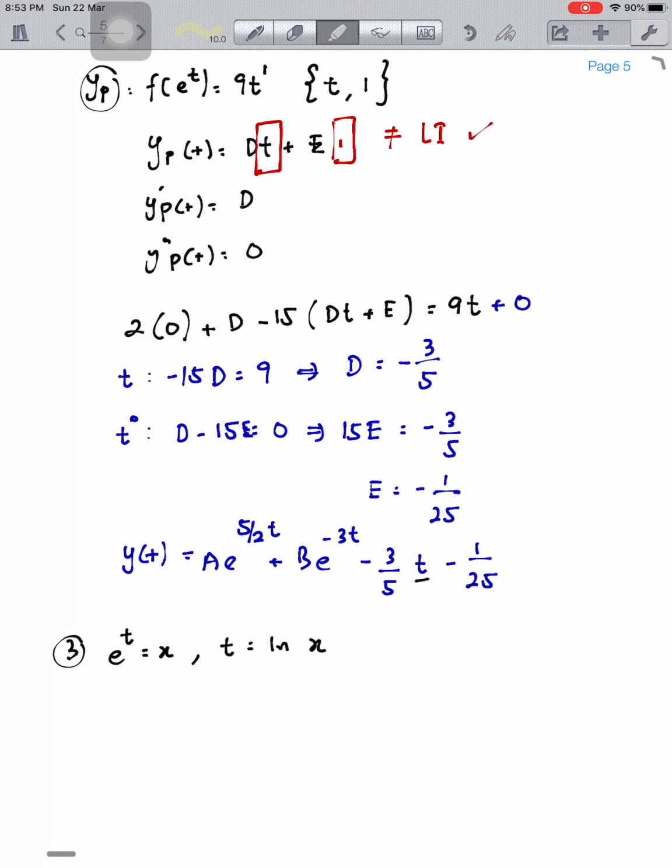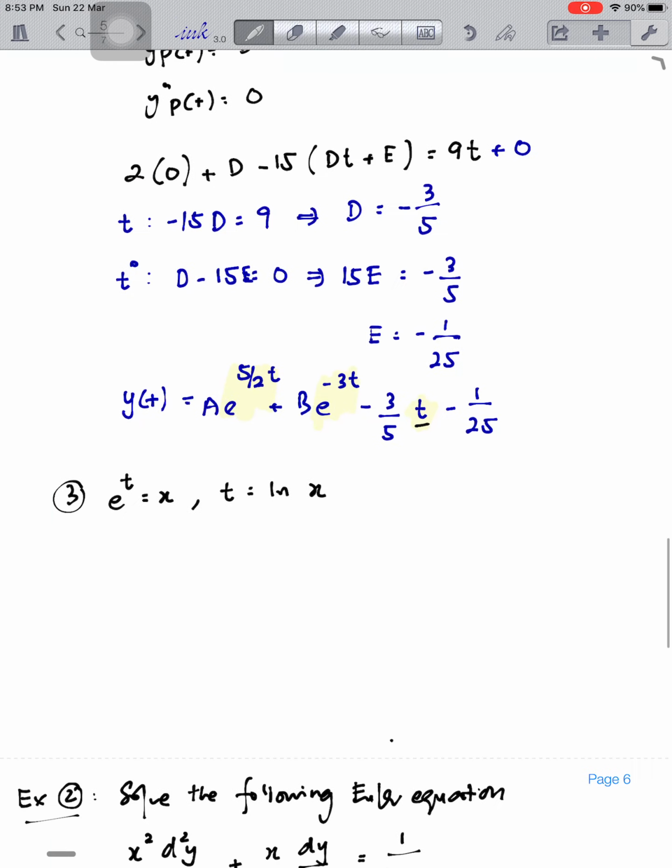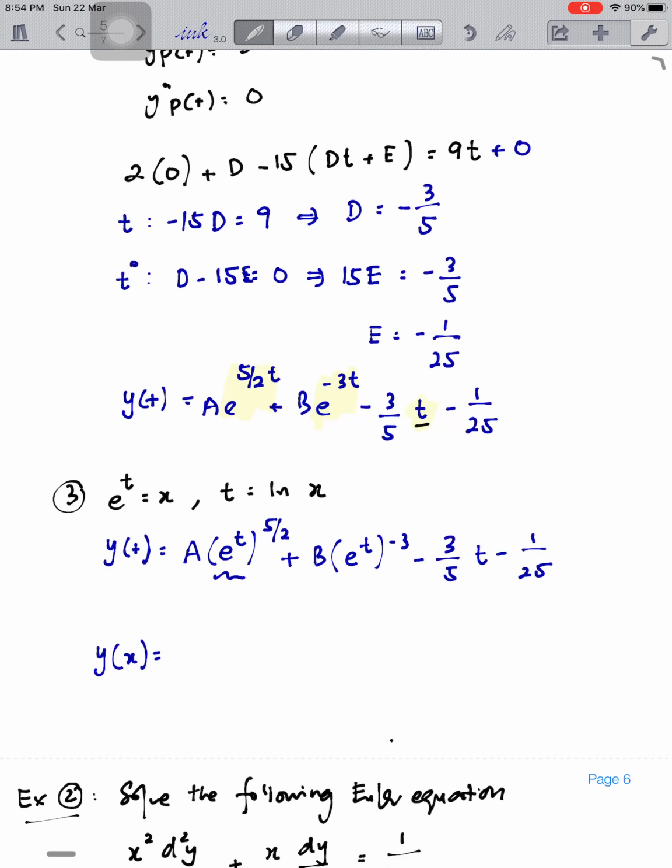Alright, so now let me highlight all the places that we're going to substitute. Basically that's all the terms with t in there. So here, this one and this one as well. There's no t for the last term, so let's just leave it be. Okay, so before I start converting them, let me rewrite it first in a form that we can easily convert. So a exponential t to the power of 5 over 2, because straight away now I know that this is simply going to be converted to x. And then I'm going to have b exponential t to the power of -3, minus 3 over 5 t, minus 1 over 25. And now I can easily convert this to become y of x.